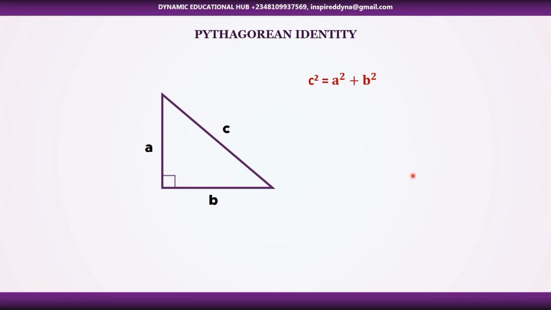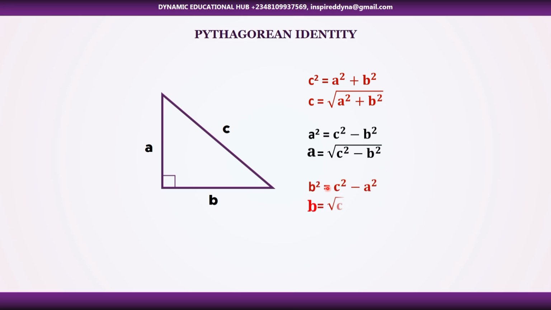So don't just cram this formula. Understand it. Hypotenuse square will give you the addition of the squares of the two other sides. And C, the hypotenuse, is equal to the square root of these. We can also make the other sides the subject of the formula. A square is also C square minus B square, hypotenuse minus the other side. So A is the square root of this minus this, and we also get B like this. So you can use this to find the third side of a right angle triangle.